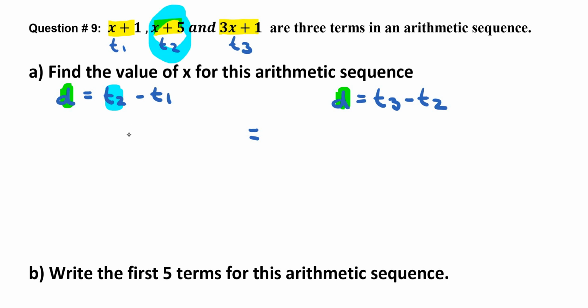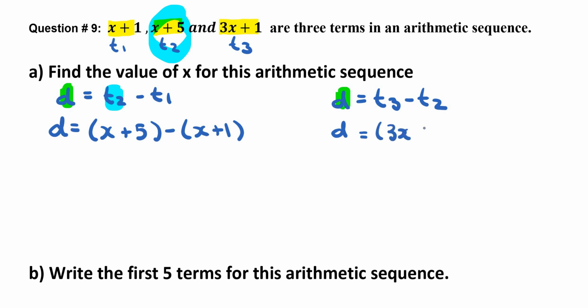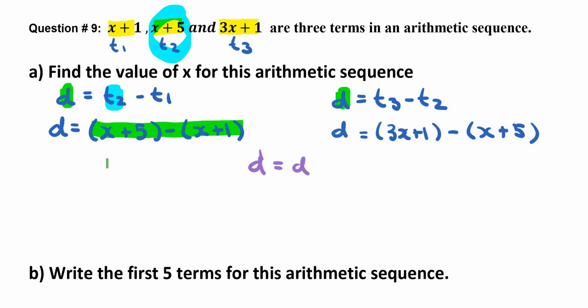Okay, and if I do that, let's go ahead and find our t2 value. So our t2 value is x plus 5. So I'll put this in a bracket of x plus 5, and then I'll subtract my first term, which is x plus 1. And then for my common difference over here, my term 3 is going to be 3x plus 1 minus my second term, which is x plus 5. Okay, so essentially we're going to make our common differences equal to each other.